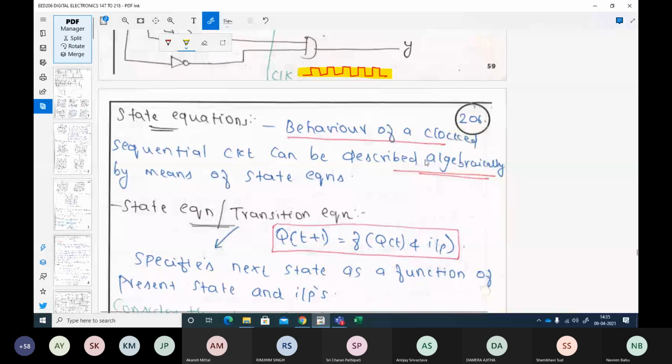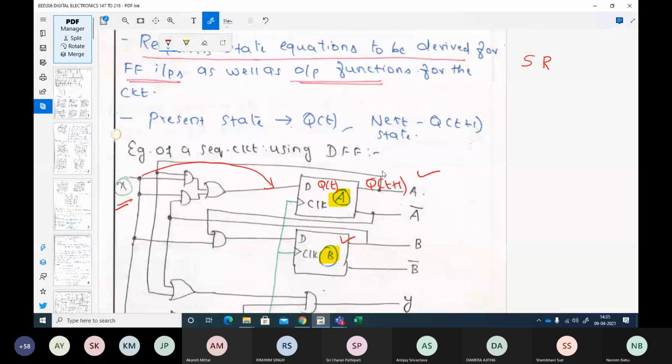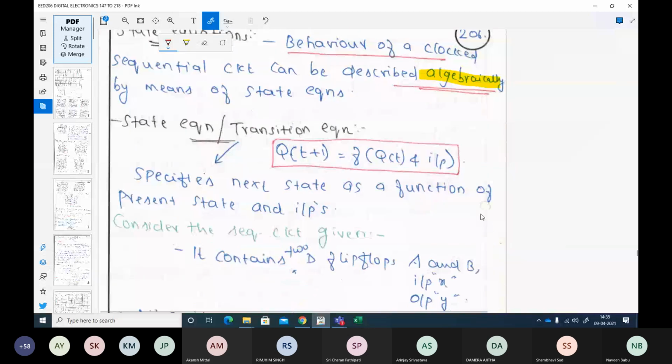Why do we call it a transition equation? Because that is the one that will relate your present state to your next state and next state to your present state. Okay, so if you are using a D flip-flop, we will use the state equation for a D flip-flop. If you are using a JK flip-flop, we will use the state equation for a JK flip-flop. Likewise. So a state equation is an equation which specifies the next state as a function of your present state and the input. In this particular diagram, your input is X. So your next state output will be a function of present state and your input X.